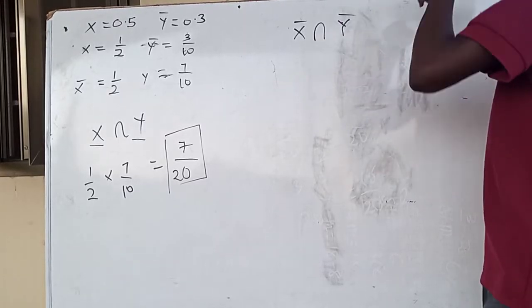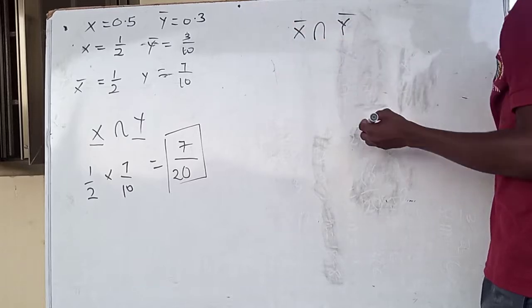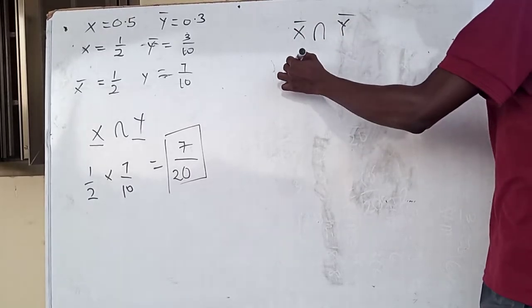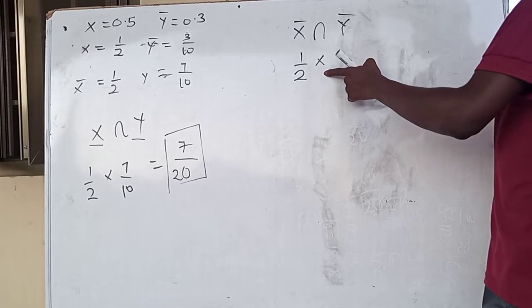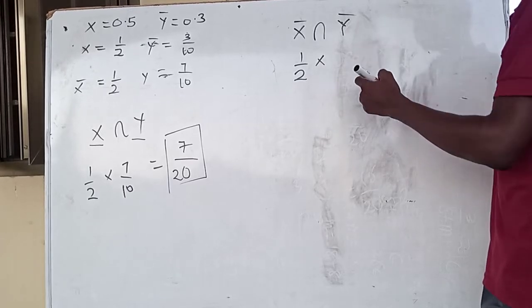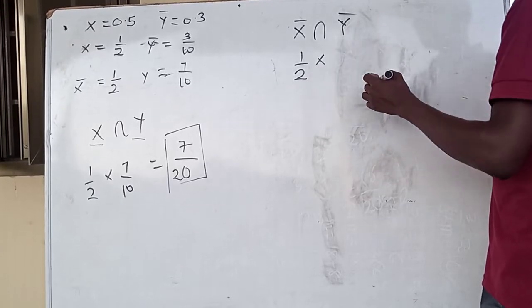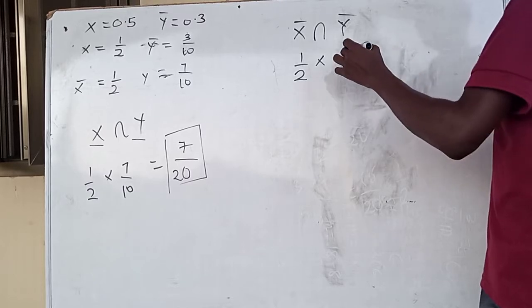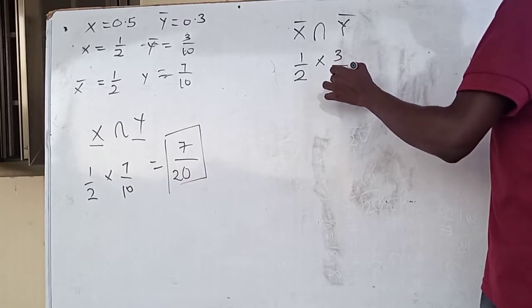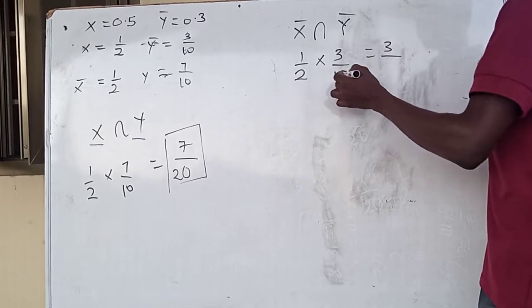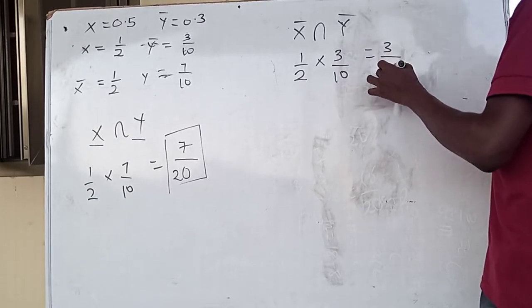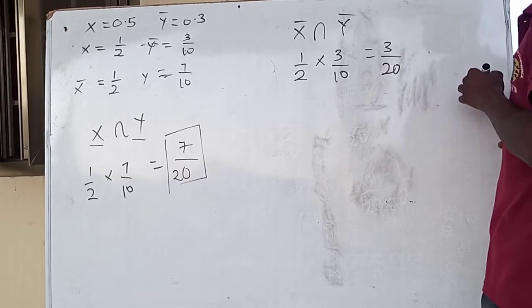So the probability that the contractor does not win contract X is what? 1/2. And it means multiplication. And you also do not win contract Y, which is also what? 3/10. So 1 times 3 is 3. 2 times 10 is what? 20. You're going to get 3/20.